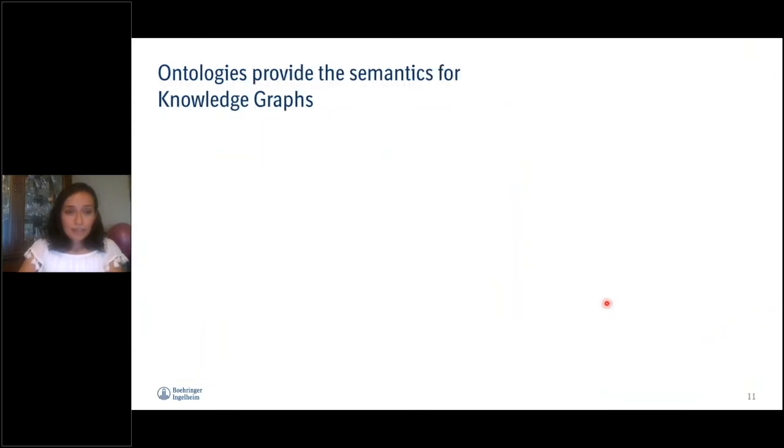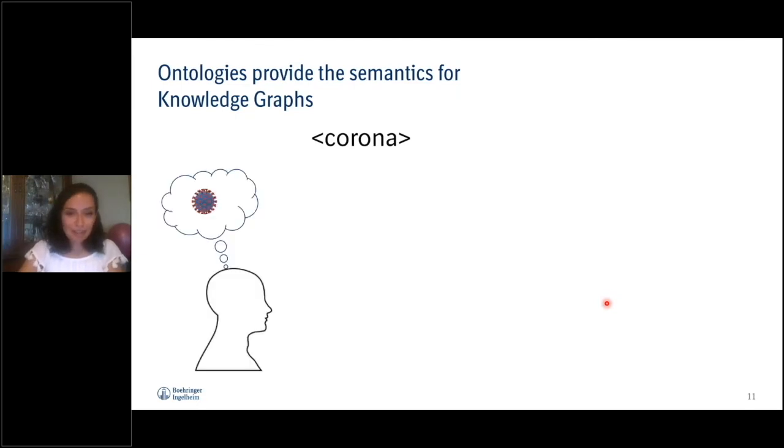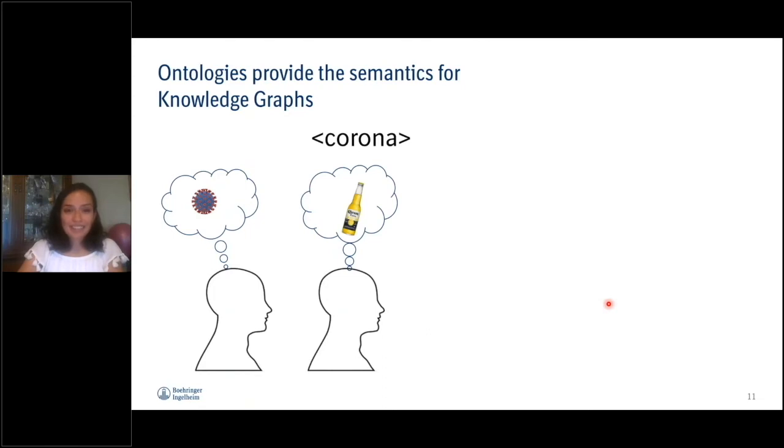So this is important because then this provides the semantics for the knowledge graph. What I mean by semantics, I will explain with an example: Corona. The word corona, what comes to your mind when I say corona? Right now maybe we are a bit biased, so probably most of you will think about the virus. But maybe some of you will think about the beer, or if you're an Italian or Spanish speaker, maybe you will think about the crown as the meaning of corona.